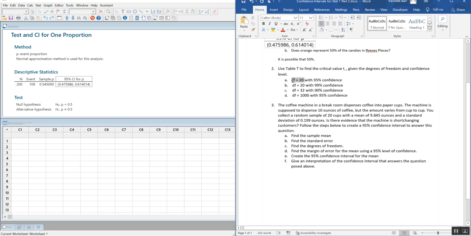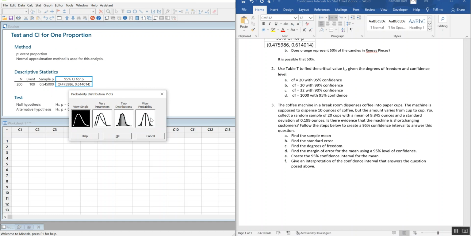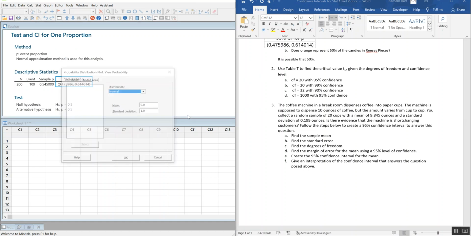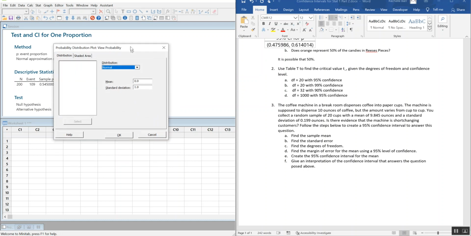So in particular for A, since the DF is 20, that tells us that N has to be 21, since the degrees of freedom is 1 less than the size of your sample. To do this, we use Graph, Probability Distribution Plot, View Probability. Are you surprised? You shouldn't be. 95% confidence is actually a probability.